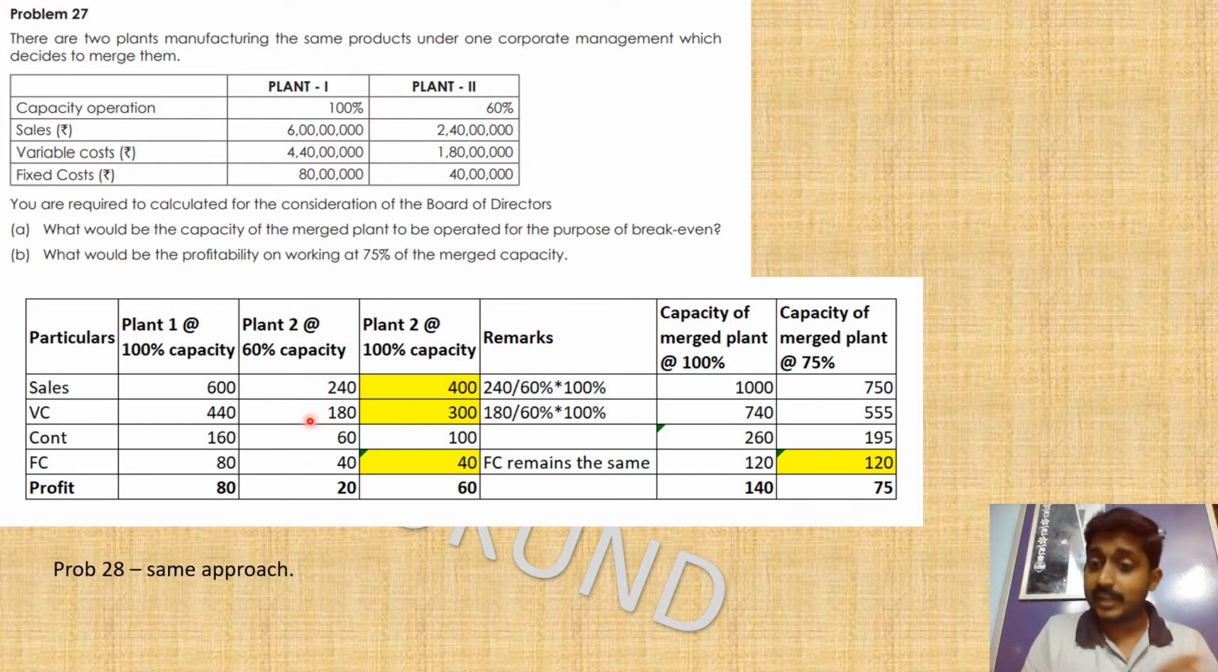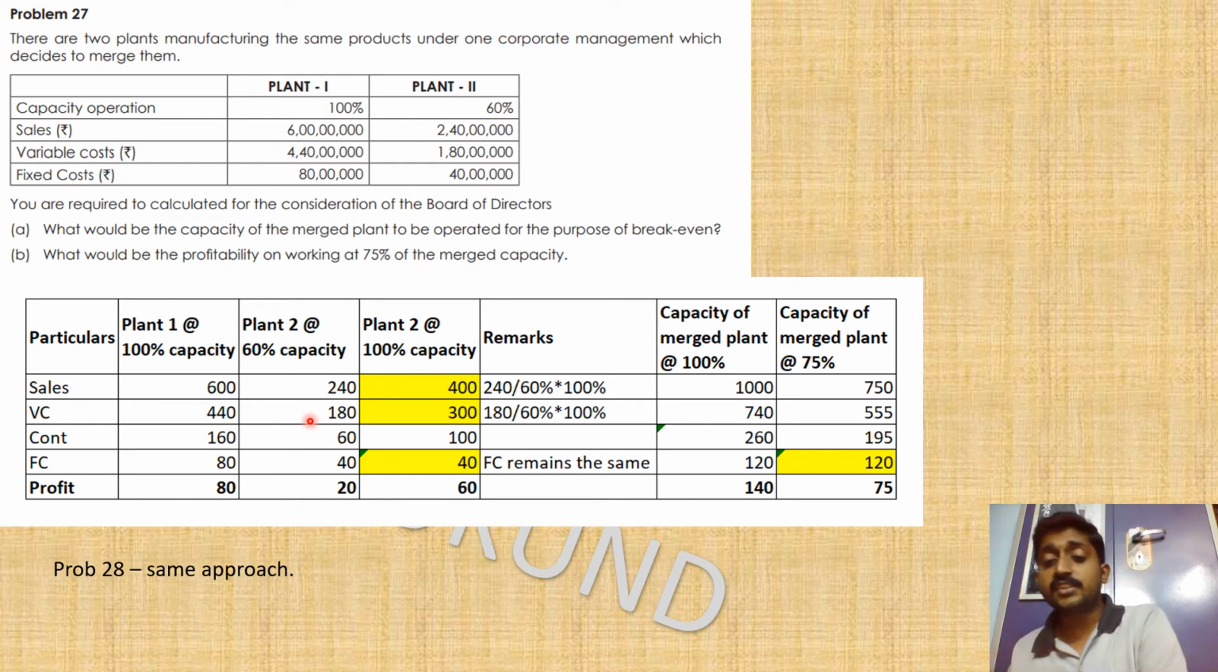Plant 2, all the details given here are for 60% capacity utilization. We have already discussed how to convert the figures for lesser capacity utilization into 100%, or how to convert figures for 60% capacity utilization into 80% utilization. We saw that in the last two classes. Please watch the videos of class number 12 and class number 13. You can find the capacity utilization related problems.